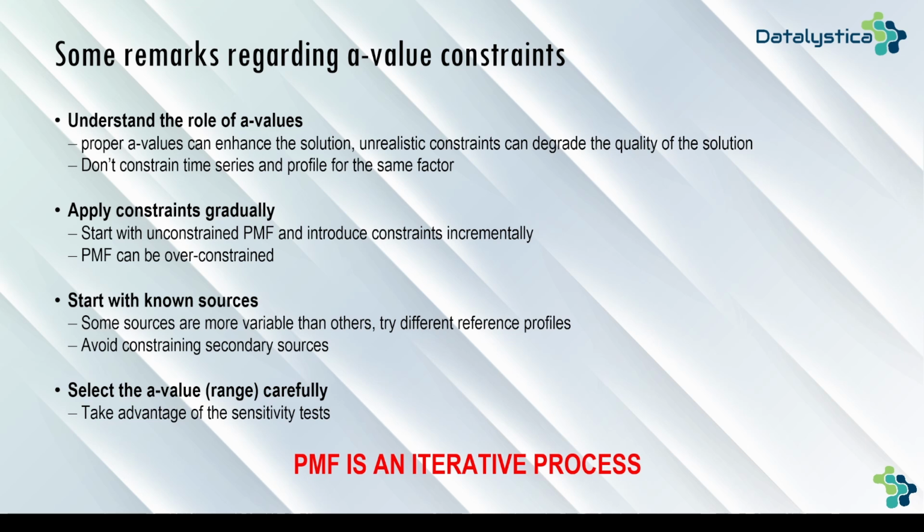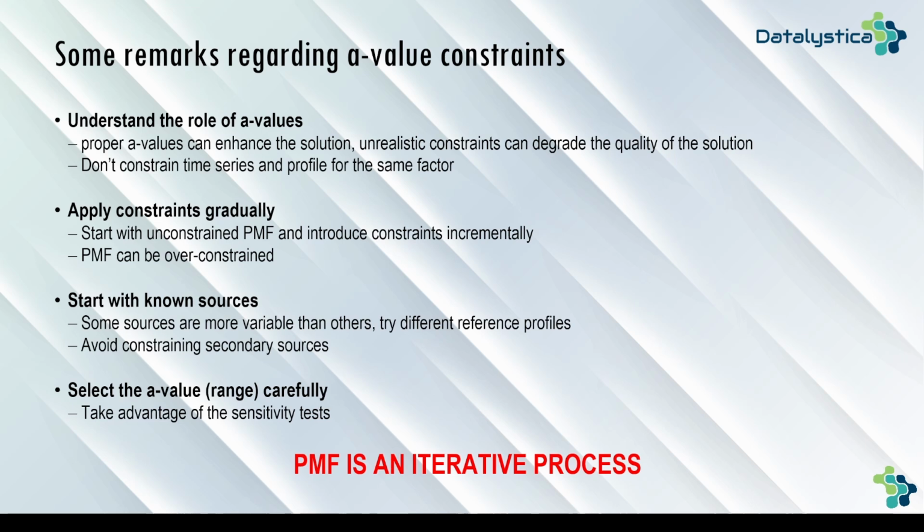So for your constraints, always begin by using A-value constraints on factors where you have the strongest prior knowledge. Keep in mind that certain sources vary more in their chemical fingerprint than others. For instance, biomass burning emissions can vary significantly depending on the fuel used and the burning conditions. So the reference profile that worked in one place might not work with the same tightness of constraints in another location. So try different reference profiles.